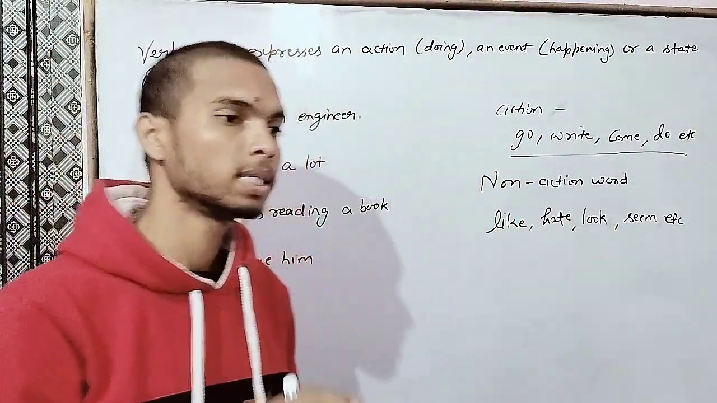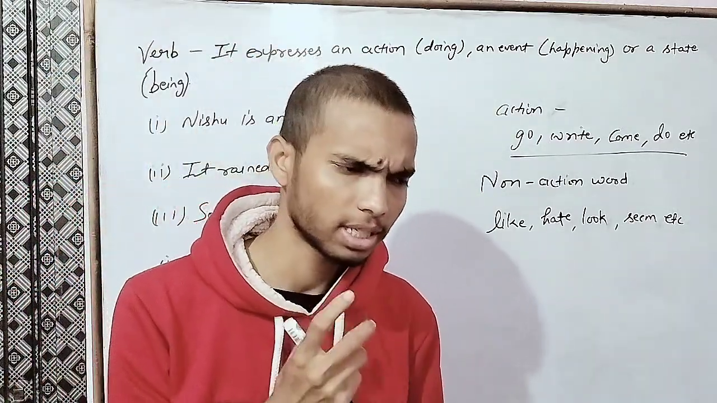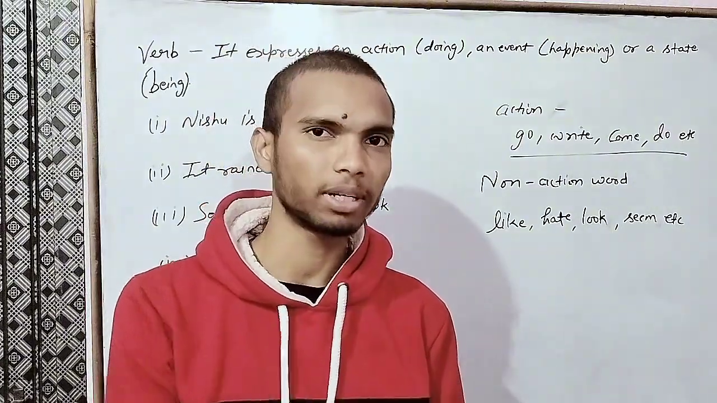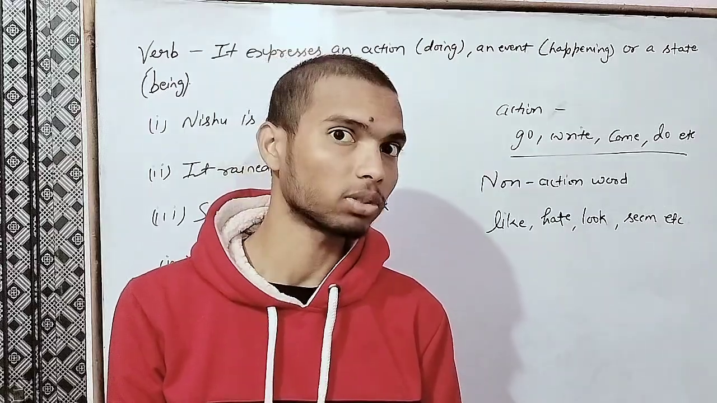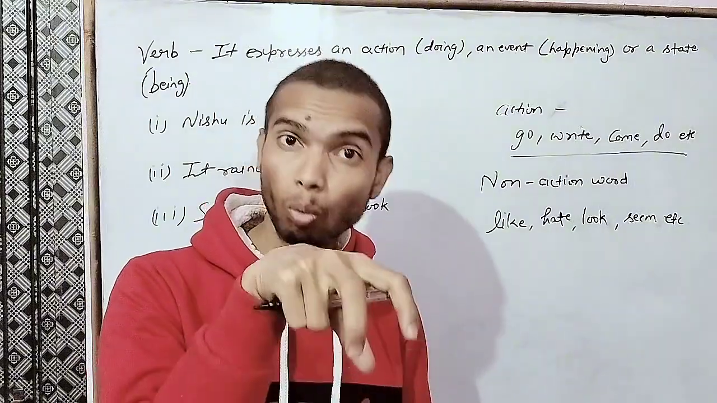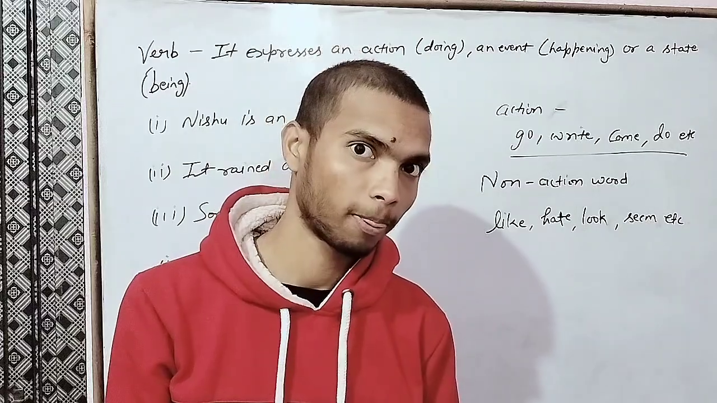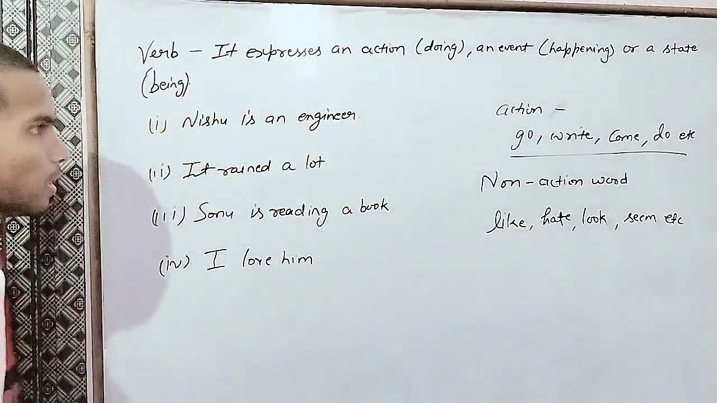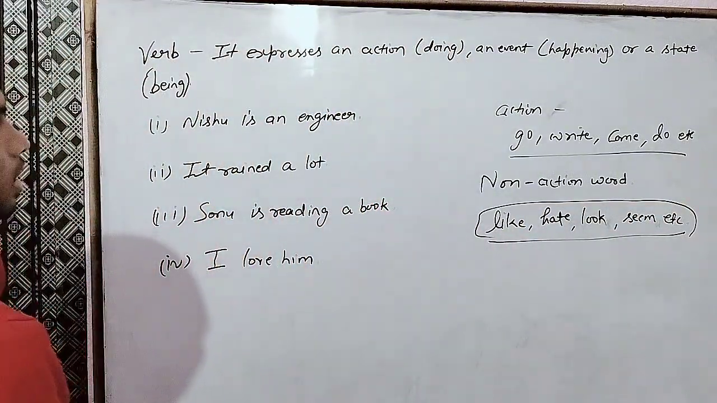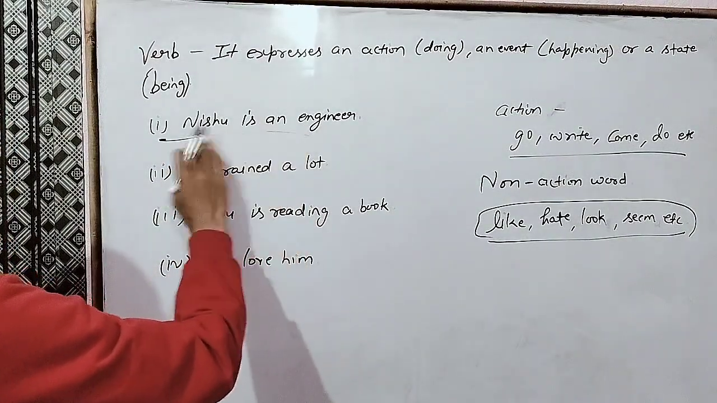Second point is like, when someone says I like him. Here there is no physical activity by the doing person. That's why this type of word is kept in the category of non-action words. Clear? So this is a state. All these are states. So here there are some examples.